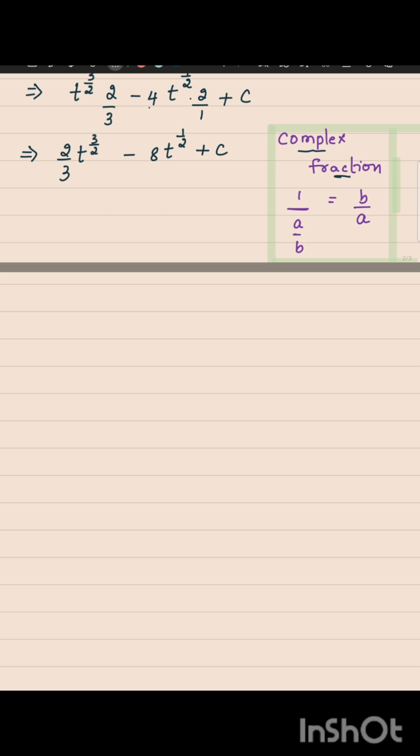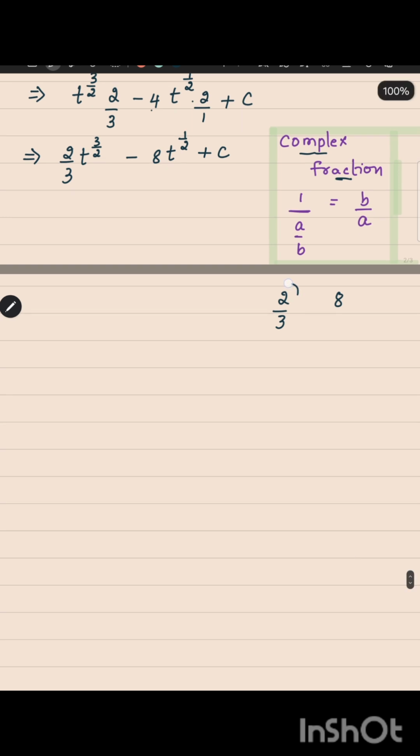For that we should compare the numbers. So let us compare 2 by 3 and 8. If you compare 2 by 3 and 8, which one is the smaller here? Here 2 by 3 is the smallest number compared to 8, right? So we have to take 2 by 3 as common from this term as well as from this term.